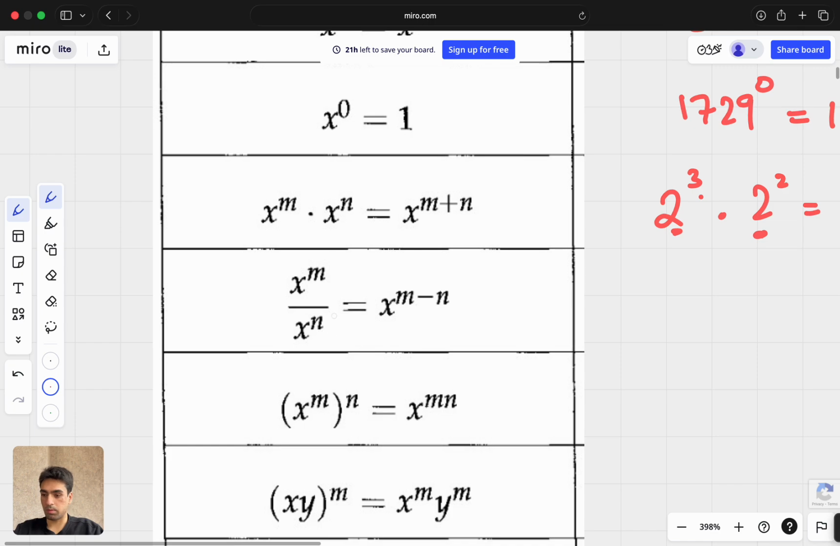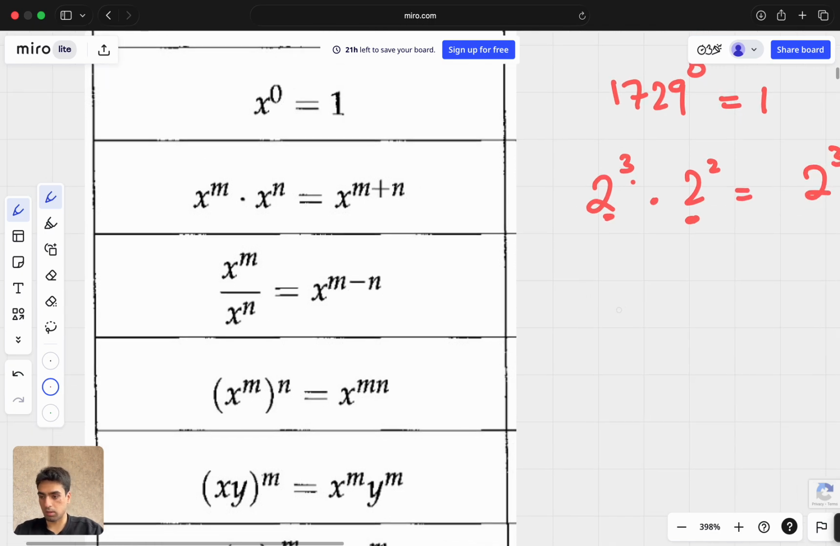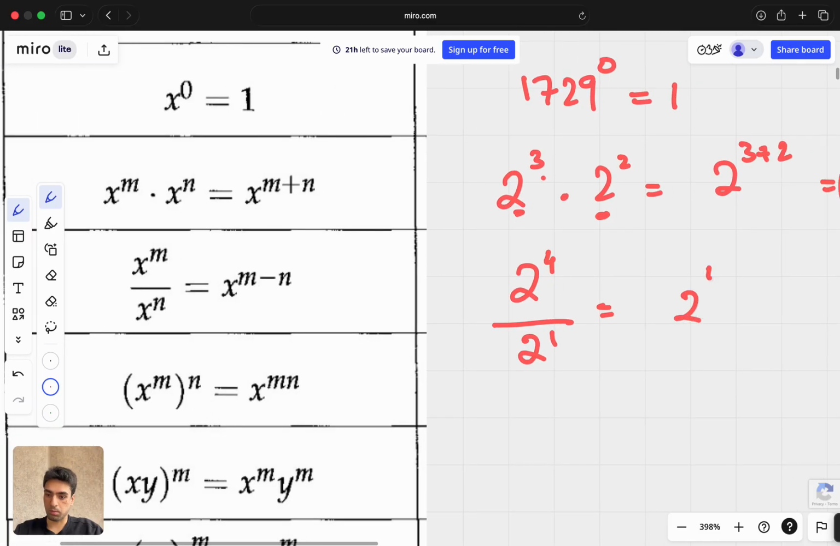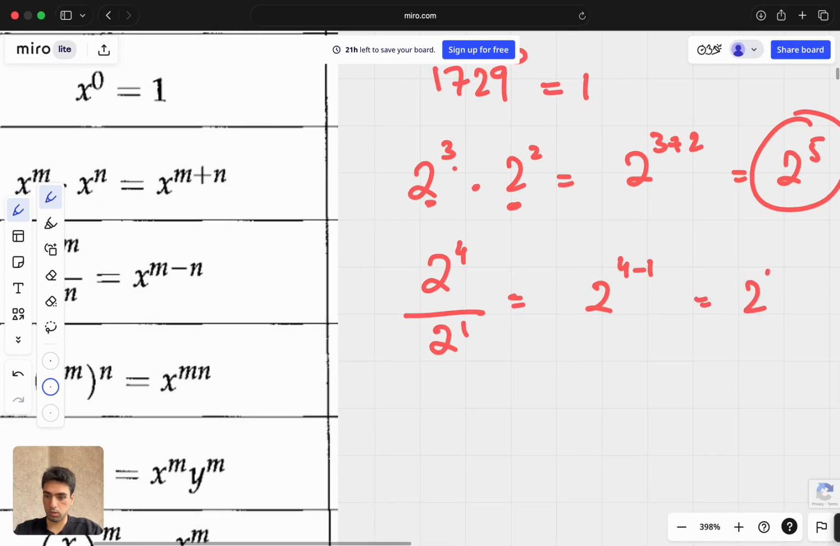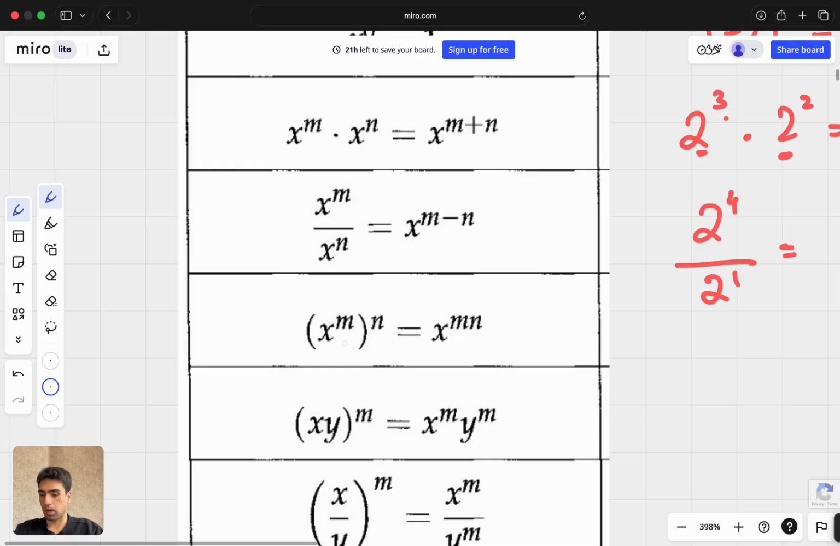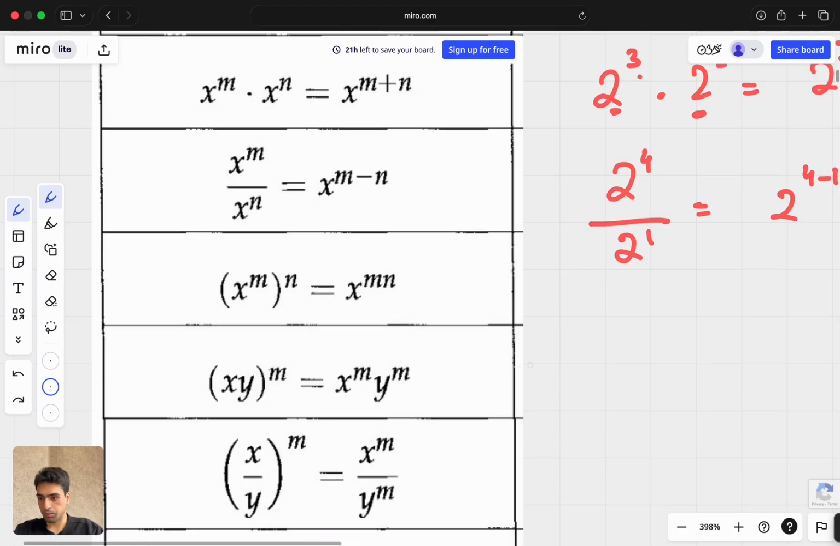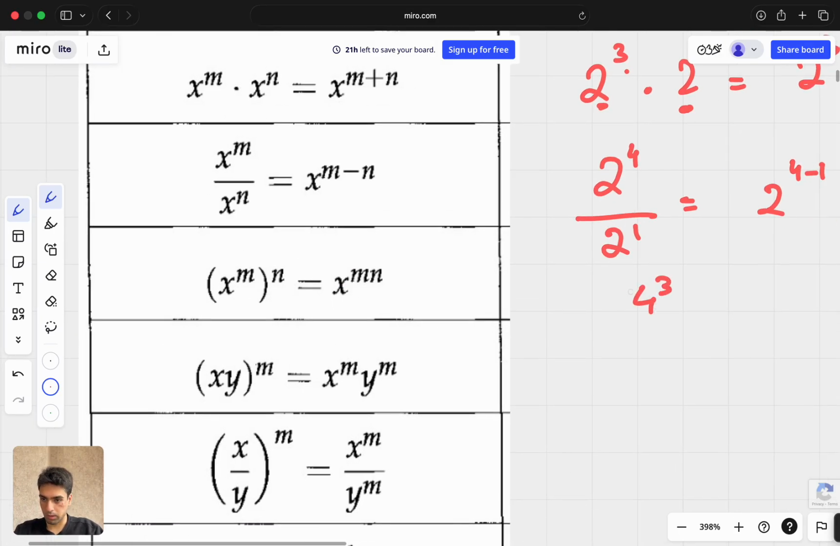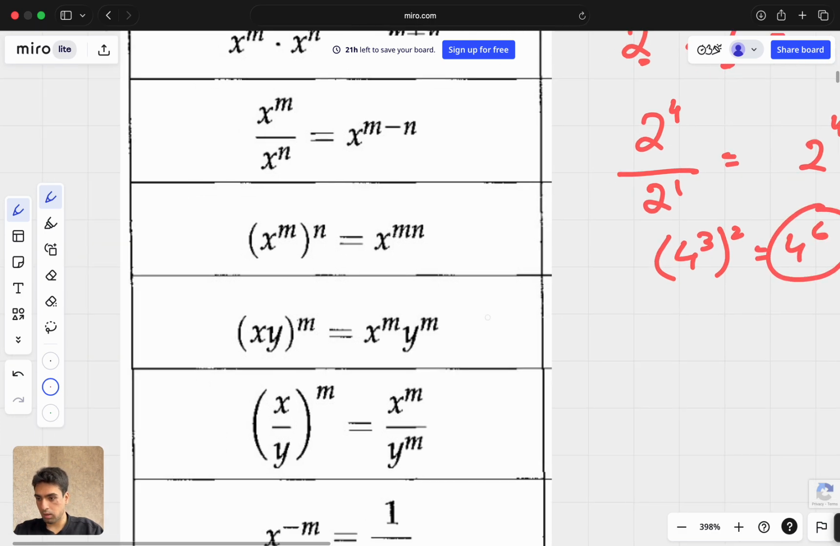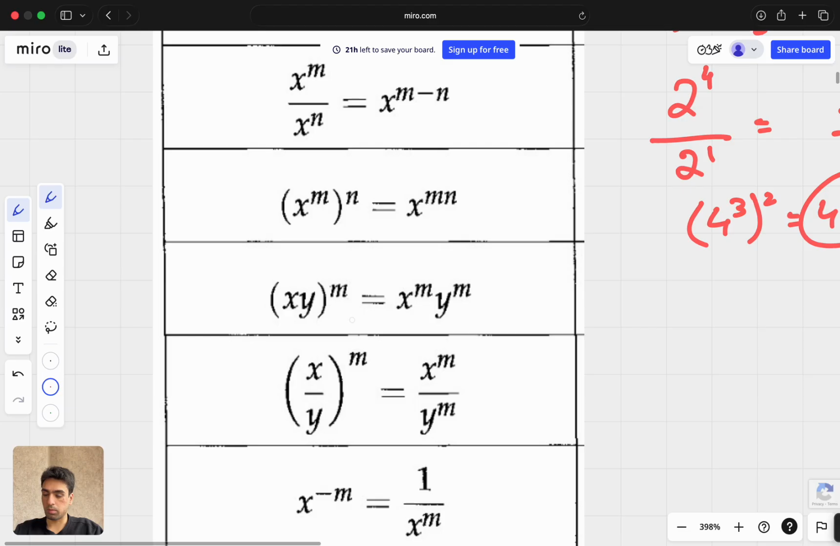So the next one, for division, you just have to minus. It's the same thing, but you just subtract them. So for example, if you have 2 to the power of 4 divided by 2 to the power of 1, that's going to be 2 to the power of 4 minus 1, which is 2 cubed. Next, if the power is being raised to another power, like x to the power of m, and then you have power n, you just multiply them together, right? So for example, 4 to the power of 3, and then you have 2, that's going to be 3 times 2, which is 6.